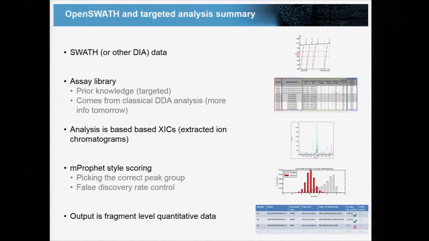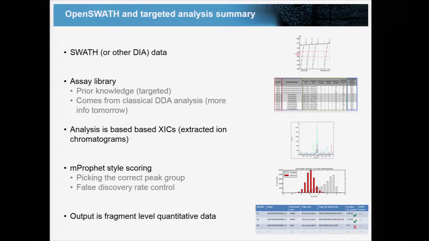So this is more or less the summary of the first part. So what you need is some SWATH or other kind of DIA data, similar to what Jared described. You need to have an assay library, which we've heard about all week, how to derive these. And actually, there's another talk tomorrow where I'll explain in more detail exactly how we get to this prior knowledge from the DDA data.